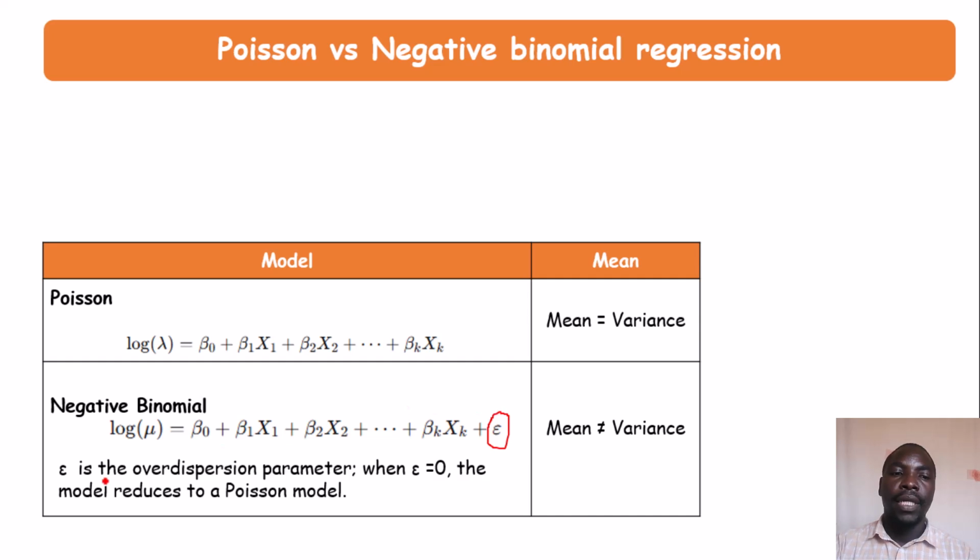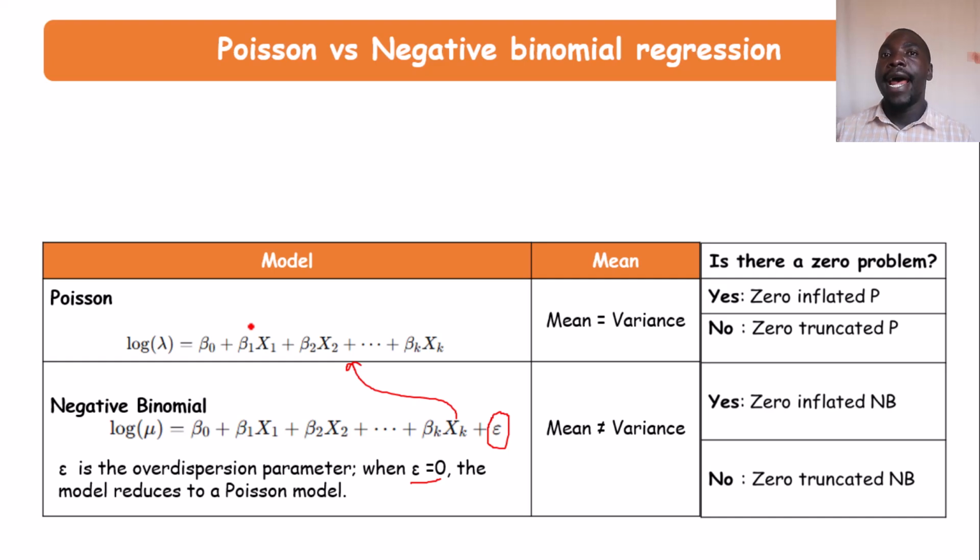We also need to note that if this parameter here is 0, then the negative binomial regression model is the same as the Poisson regression model. In other words, it is telling you that if you do not have overdispersion, use the Poisson regression model, because this formula will still be like the Poisson regression model. That is an important assumption when you're choosing between Poisson and negative binomial regression models.